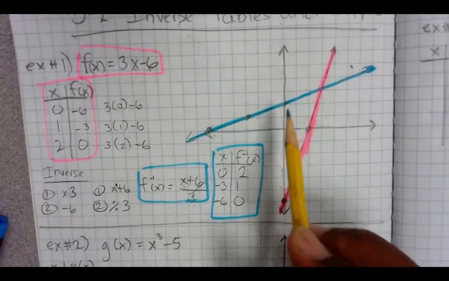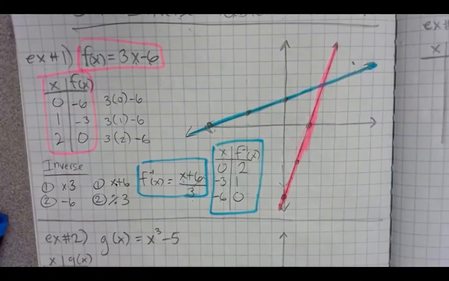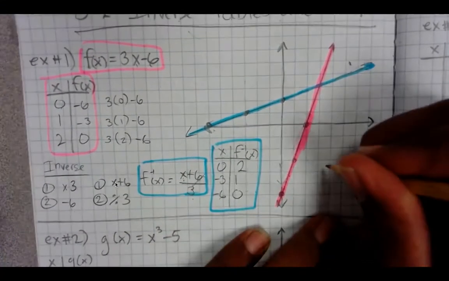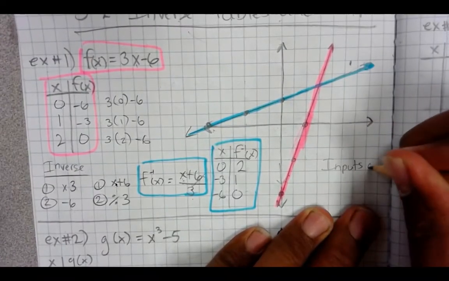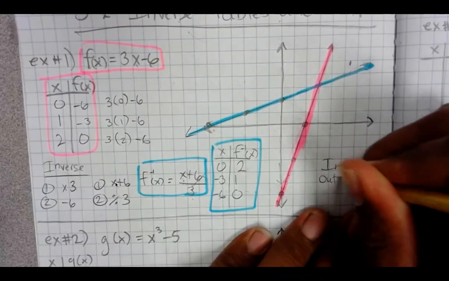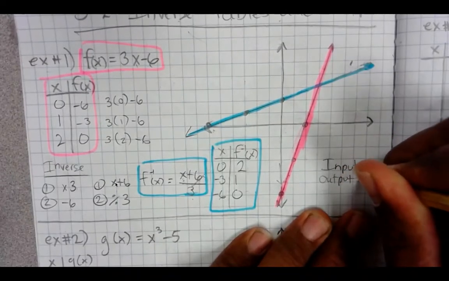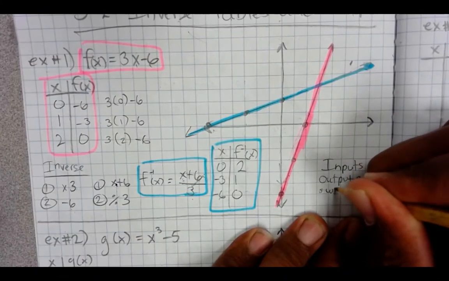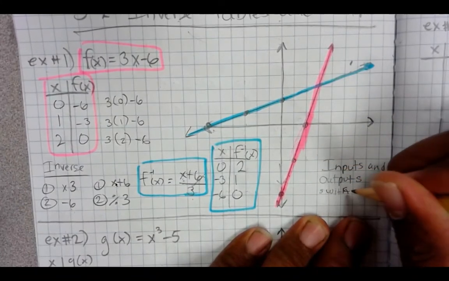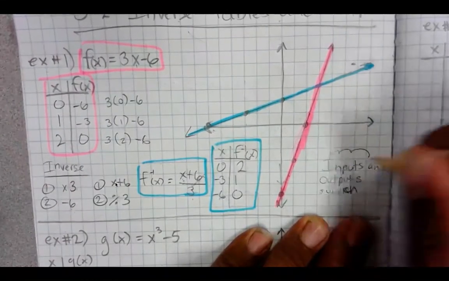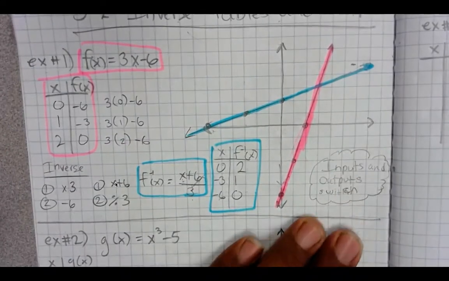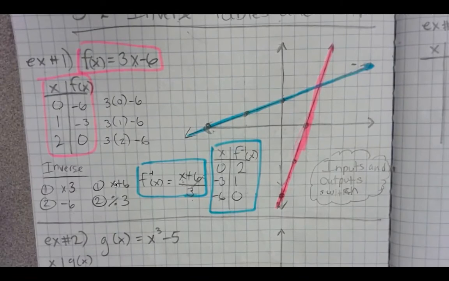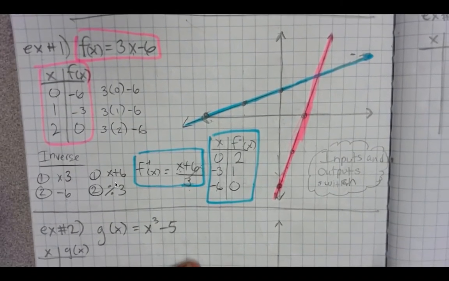And as we graph these, you're going to notice a pattern about the graphs, about how they relate to each other. But the first thing we figured out is that inputs and outputs switch. It's not the most math technical term, but just kind of getting a general idea of what's going on with these inverses. The inputs and the outputs are switching when you do the inverse.